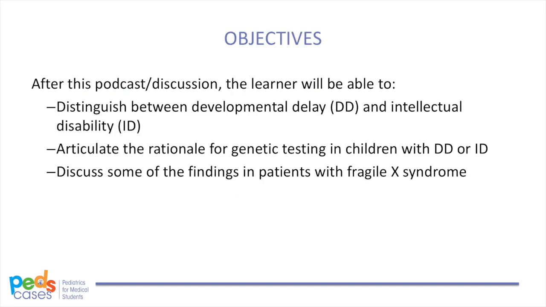After this podcast discussion, the learner will be able to distinguish between developmental delay and intellectual disability, articulate the rationale for genetic testing in children with developmental delay or intellectual disability, DD or ID, and discuss some of the findings in patients with Fragile X syndrome.